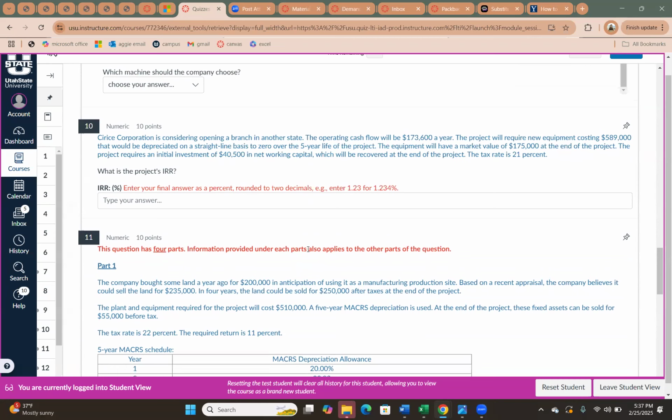The corporation is considering opening a branch in another state. The operating cash flow will be 173,600 a year. The project will require new equipment costing 589 that would be depreciated on a straight line basis to zero over the 5-year life of the project. The equipment will have a market value of 175 at the end of the project. The project requires an initial investment of 4,500 in net working capital, which will be recovered at the end of the project. The tax rate is 21%.